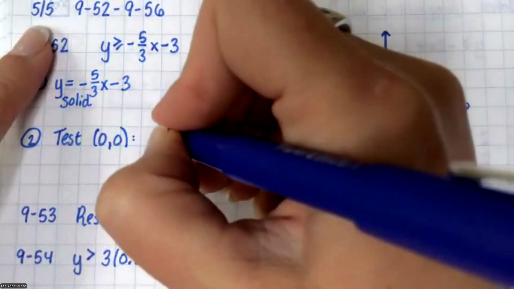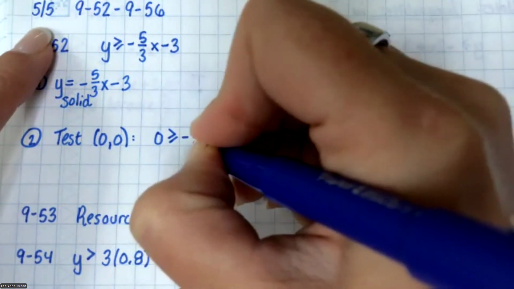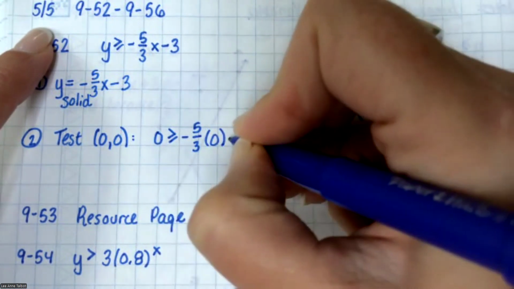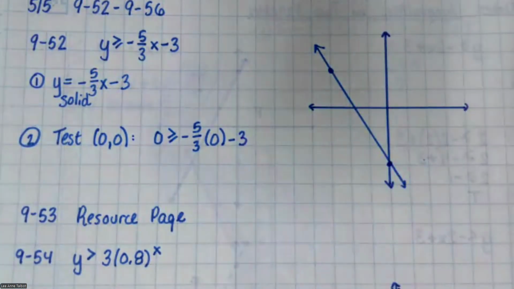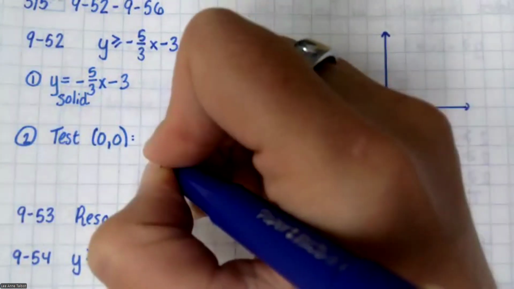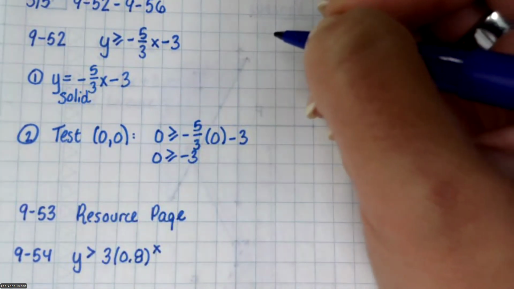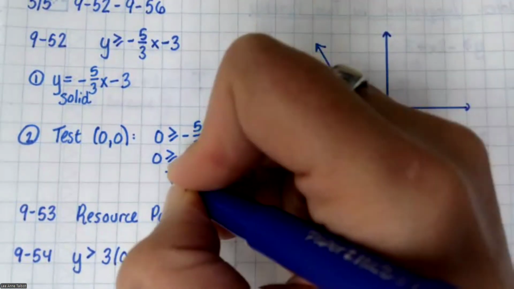Okay, so 0 is greater than or equal to -5/3 times 0 minus 3. 0 is greater than or equal to -3, which is true.